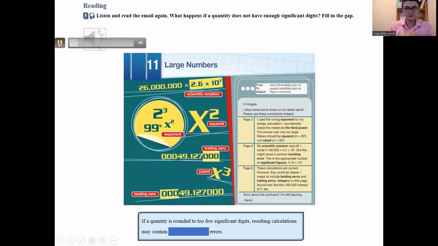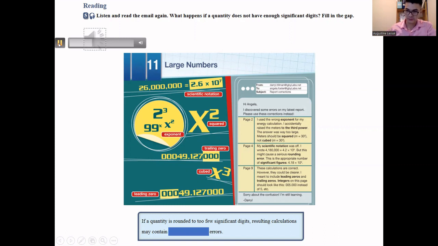From daryl.tillman@lgbylabs.net to angela.foster@lgbylabs.net. Subject, report corrections. Hi, Angela. I discovered some errors on my latest report. Please use these corrections instead.